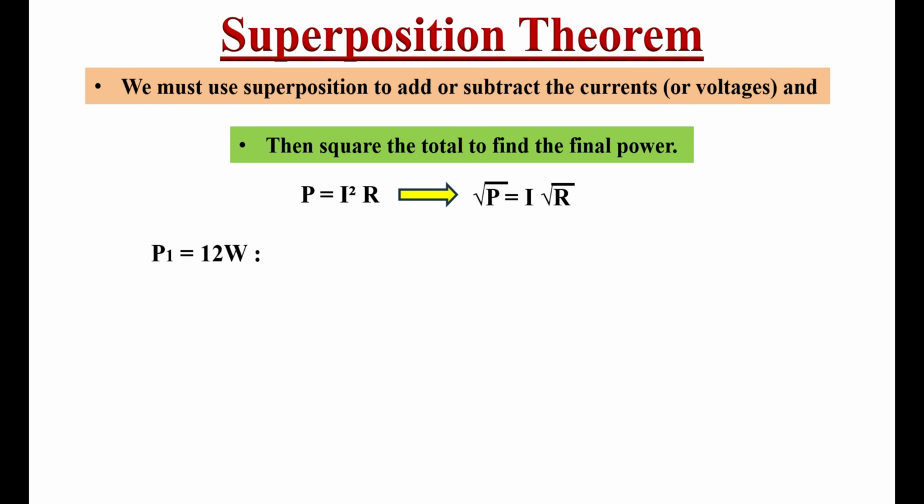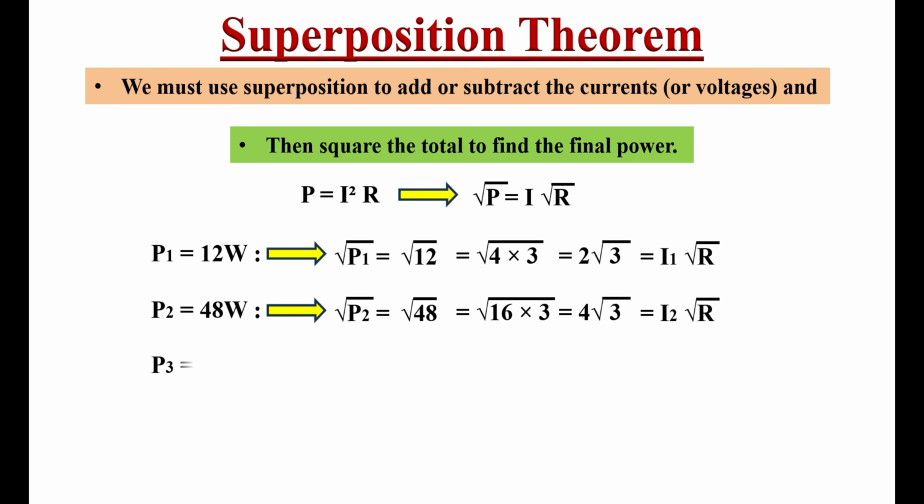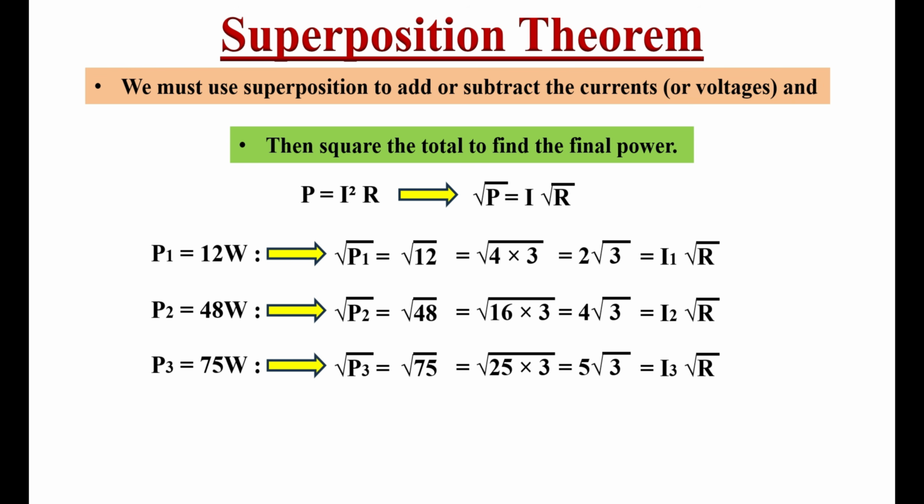For our first source, P1 is 12 watts. Taking the square root, we get square root of 12. We can simplify this to 2 root 3. For the second source, P2 is 48 watts. The square root of 48 simplifies down to 4 root 3. And for the third, P3 is 75 watts, which gives us a square root of 5 root 3. Now we have these relative values: 2 root 3, 4 root 3 and 5 root 3.